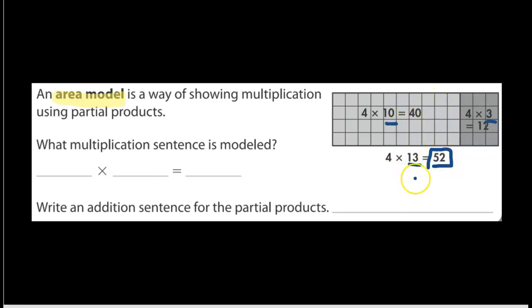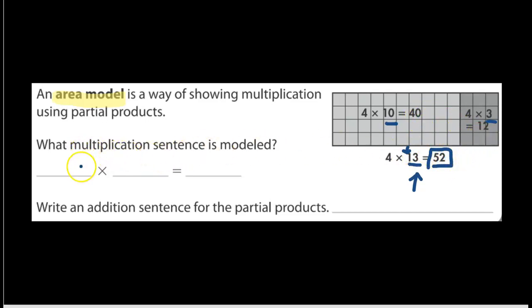But they've looked at 13 and they've broken it up into friendly numbers, or tens and ones. So they know that there's a 1 in the tens place. That's where that 10 comes from, because this 1 has a value of 10 because it's in the tens place. This 3 has a value of 3 because it's in the ones place, which is what they did over here. So here we have 4 times 10 equals 40 and 4 times 3 equals 12. And then, ultimately, 40 plus 12 is 52.